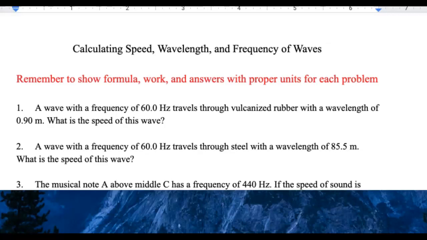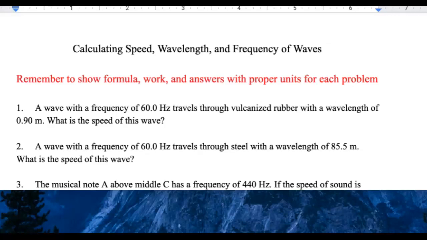The first thing you need to do is remember to use your chapters 15 and 16 to do any calculations of speed, wavelength, and frequency. Most of this will be in chapter 15, not as much in chapter 16. Remember to show formula work and answer with proper units for each problem. It is not an option to just give me numbers or even numbers and units without showing me how you came up with the answer. This is not up for discussion.